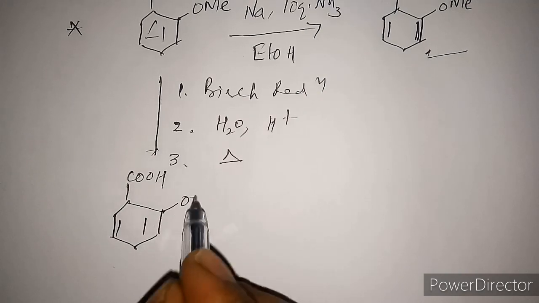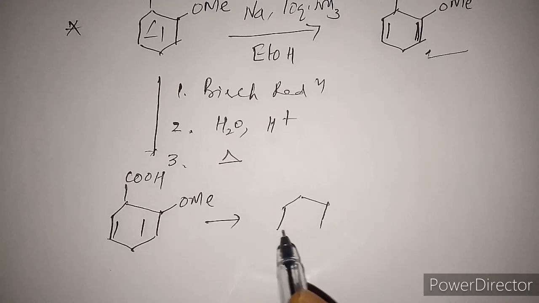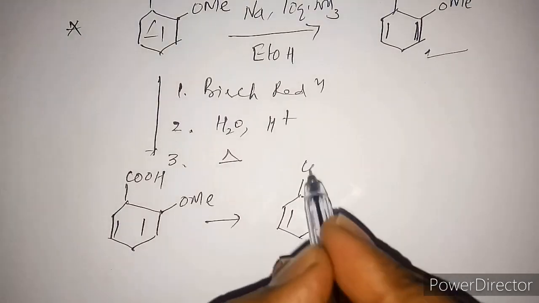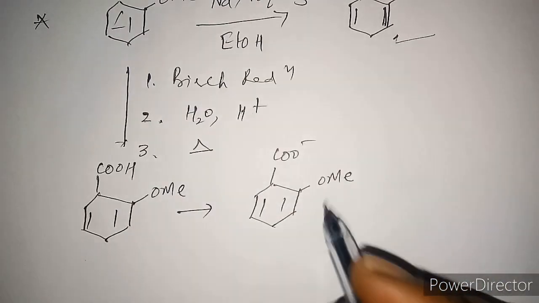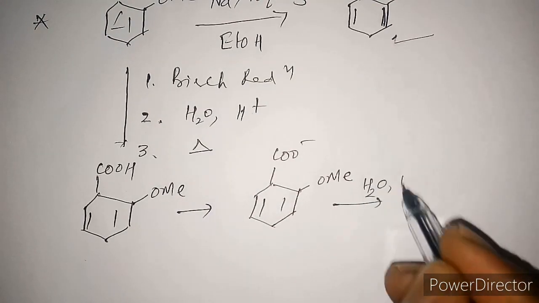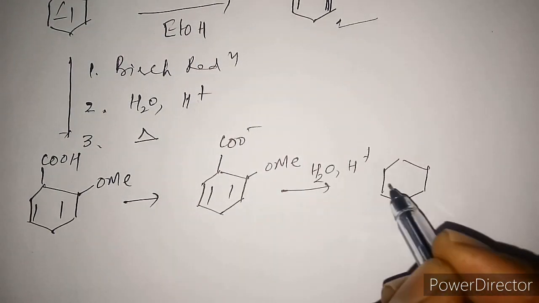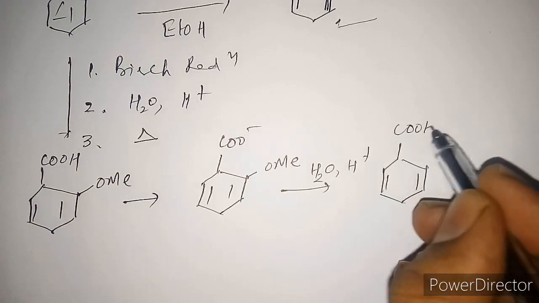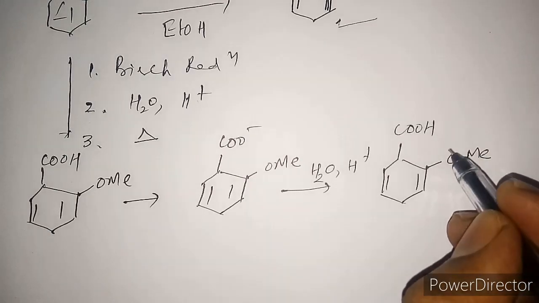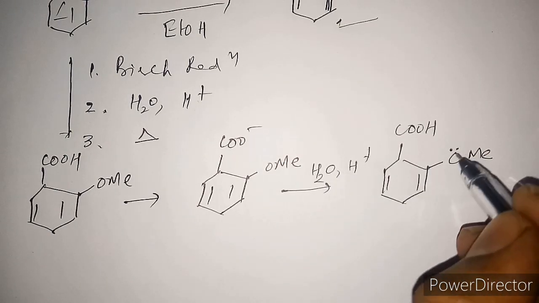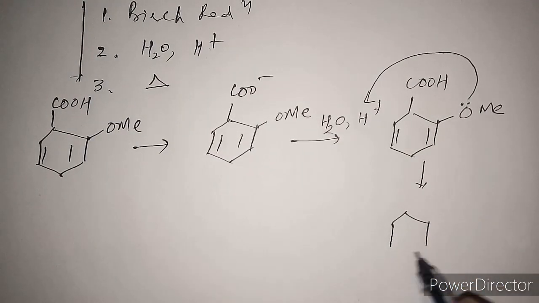COOH, OMe, and this is an acid, so therefore it will donate a proton. So we will get COO minus, OMe. Now we are using H3O plus, so in the acid medium it will take again COOH. So you will get OMe, and this OMe, the lone pair of electrons takes H plus, so therefore it will abstract an H plus.